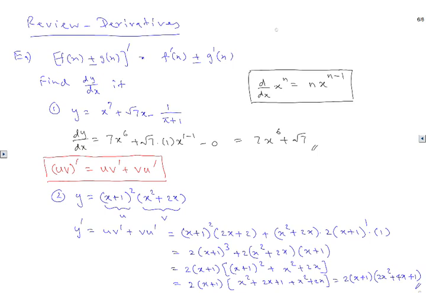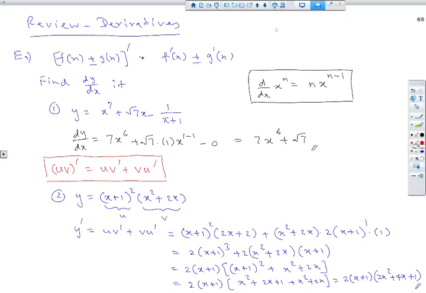Okay, so that's the product rule. So what's the product rule? uv prime plus vu prime, and this has a plus sign. So let's go to the next major result. That's the quotient rule.